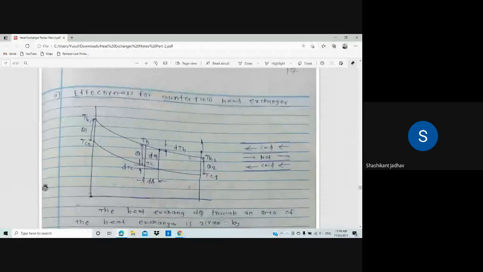Okay, so all of you draw that diagram. In this case hot fluid is moving from the left hand side to the right hand side, and cold fluid is moving from the right hand side to the left hand side.